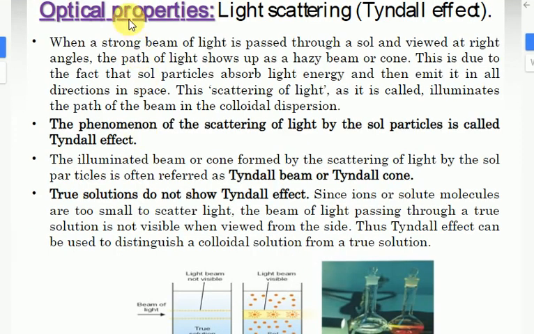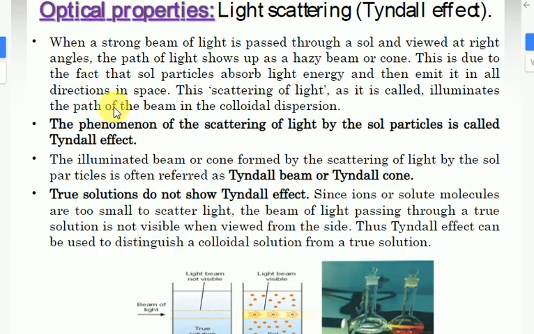Let's start, students, this is very important. The optical property is nothing but a light scattering experiment. If they ask how you can distinguish between a true solution and a colloidal solution, we already discussed that. If you pass light through a true solution in a dark room, you cannot see the light passing through the solution. If you take a colloidal solution, you can see a very clear path, which clearly indicates that the light is moving from here to here.